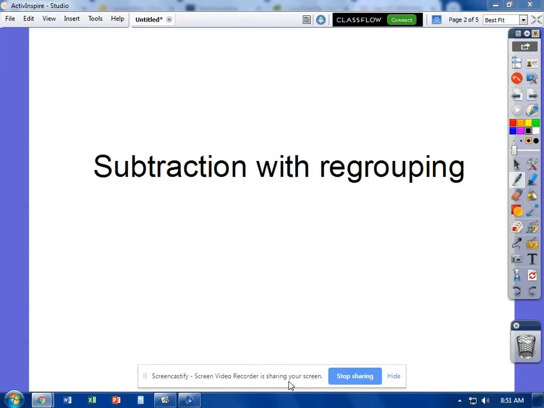We're going to be working on subtraction with regrouping. So we're going to be practicing some problems. We're going to be subtracting across zeros. We're going to be using larger numbers. So I hope this will help you better understand subtraction and get some practice.